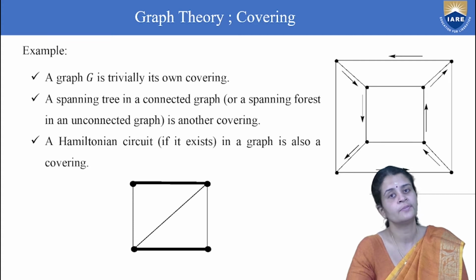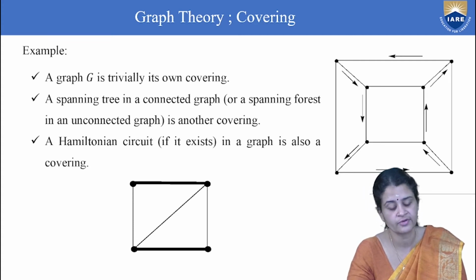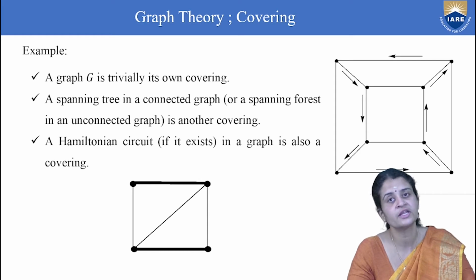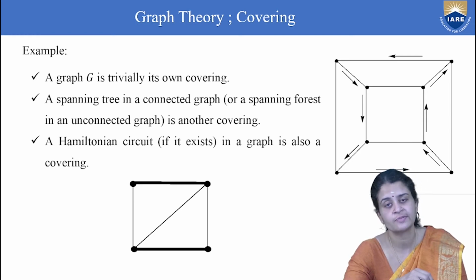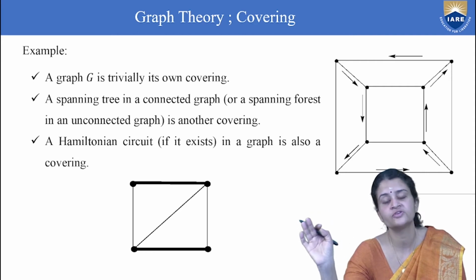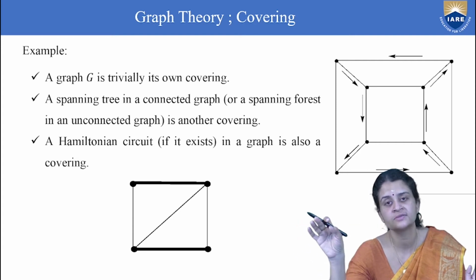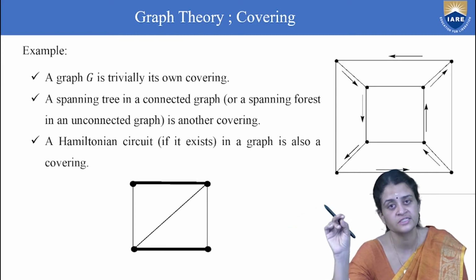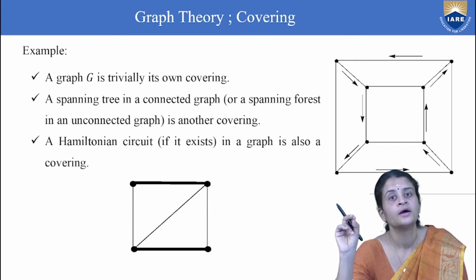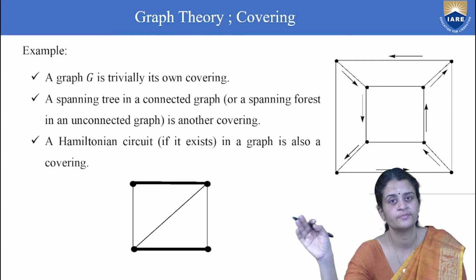Now, every graph is a subgraph of itself, that we know. Similarly, G is trivially its own covering. Why? Because every vertex is there in that graph. Then spanning trees. What is a spanning tree? A spanning subgraph means a subgraph which contains all the vertices of the graph. A spanning tree of a graph is a subgraph which is also a tree and contains all the vertices. So every vertex of the graph is incident with at least one edge of it, so it is a covering.